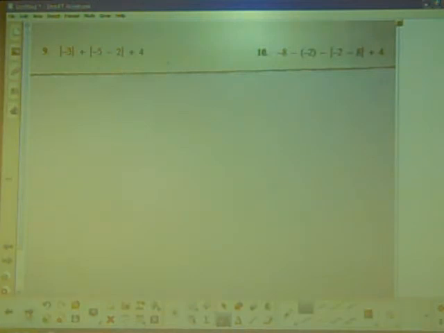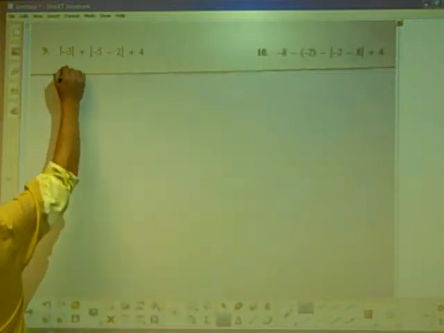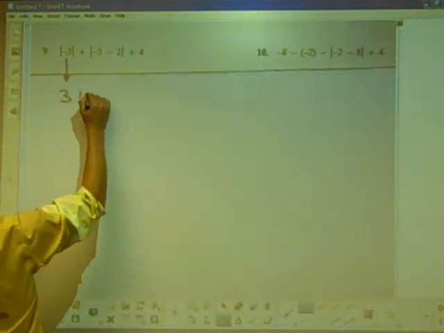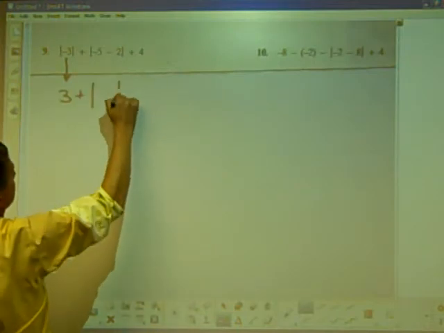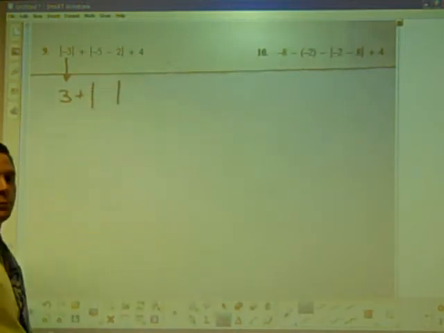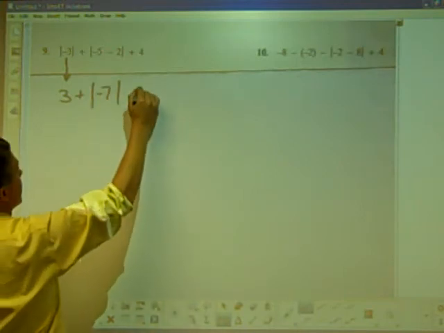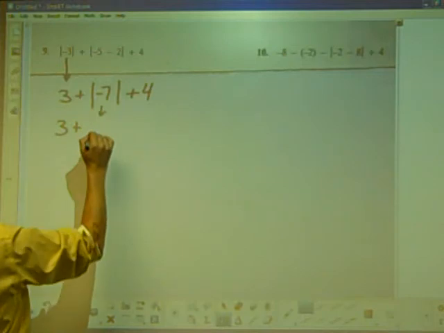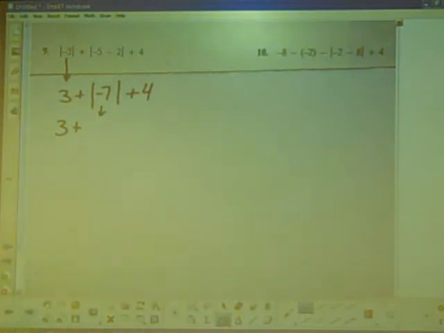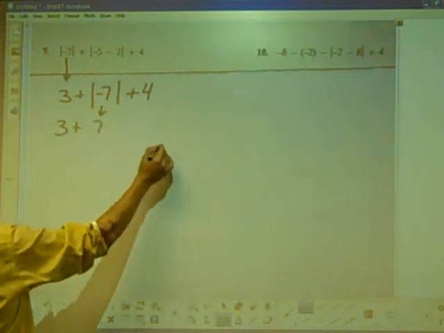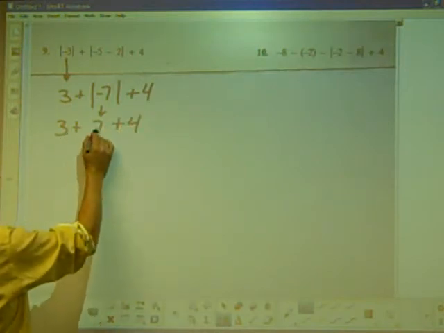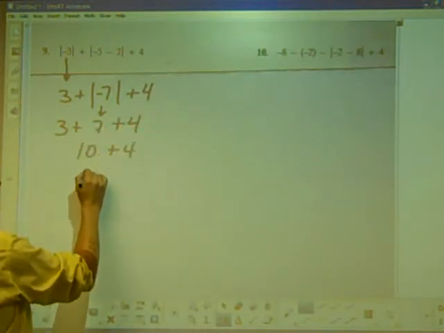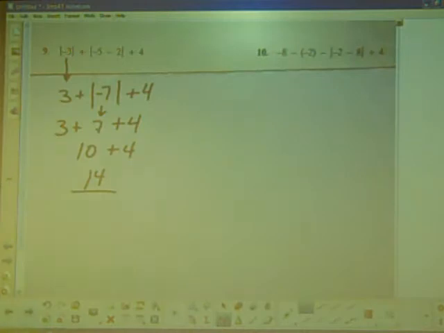Now, to integer problems. Absolute value signs mean give it the distance. The distance from the origin to -3 is 3, plus. Okay, now I have some math to do inside this one. Negative 5 minus 2, both to the left, it's negative 7 plus 4. Again, I ask myself the question, distance from negative 7 to the origin 0, distance from 0 to negative 7 is 7, positive, plus 4. 3 plus 10 plus 4, we get 14 for number 9.